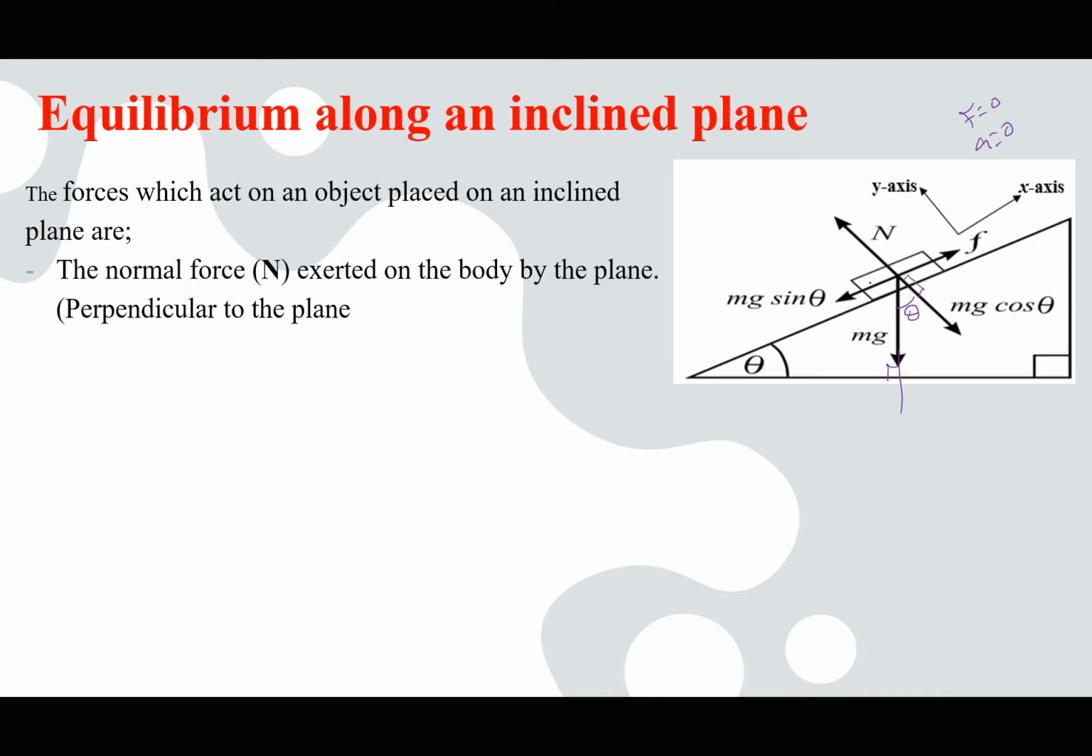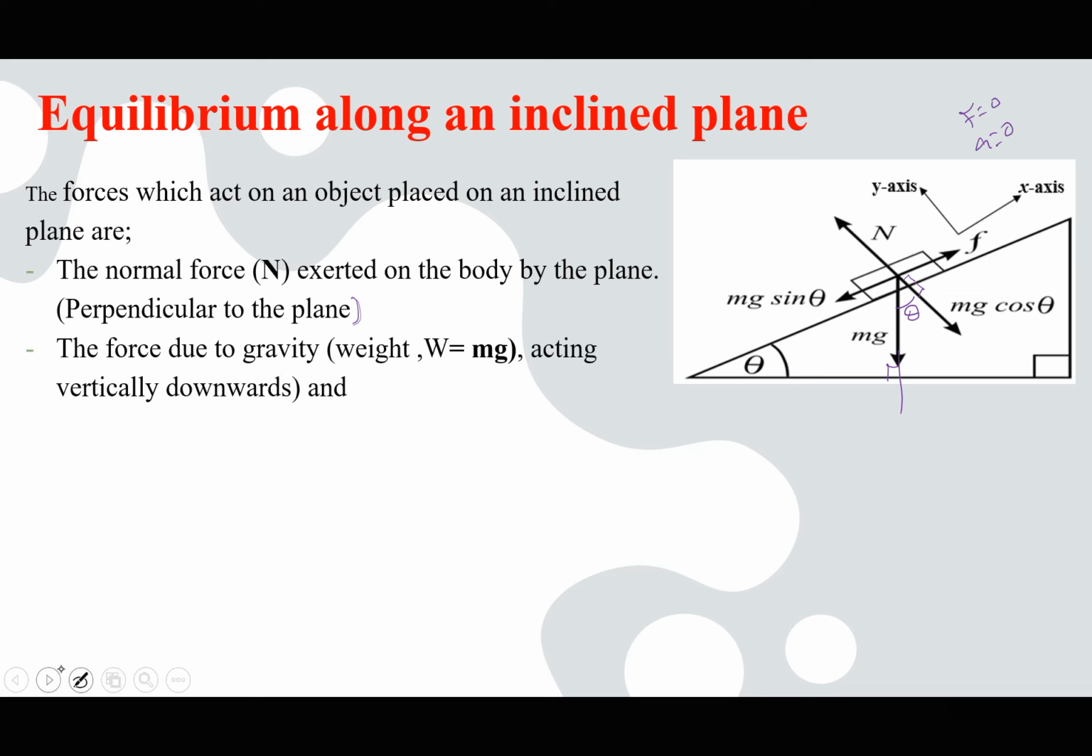The normal force N exerted on the body by the plane acts at 90 degrees to the plane. Then we also have the force due to gravity, which is the weight acting vertically downwards. Parallel to the plane, just a component of the weight acts parallel to the plane, and it is this component of the weight which is responsible for balancing the force upwards if friction is ignored.